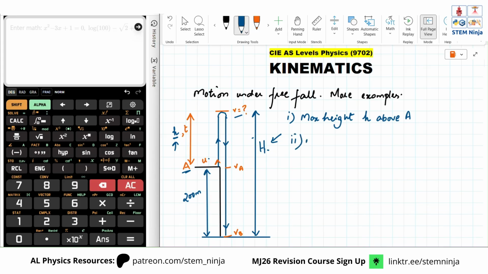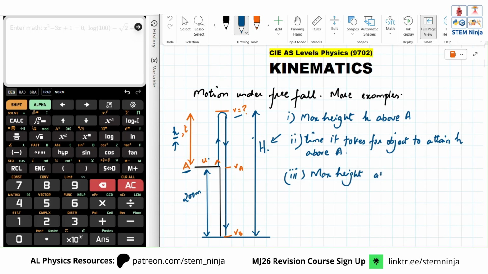We need to figure out the time it takes for the object to attain h height, small h height above A. Then we also need to figure out the max height above ground, which we have designated to be, let's call it B, ground level.